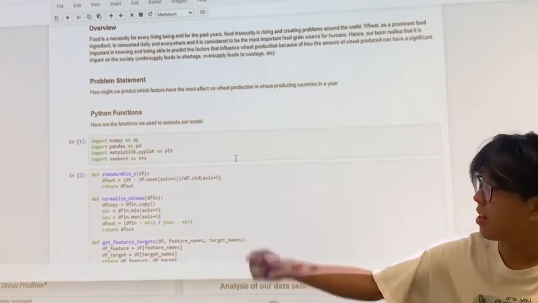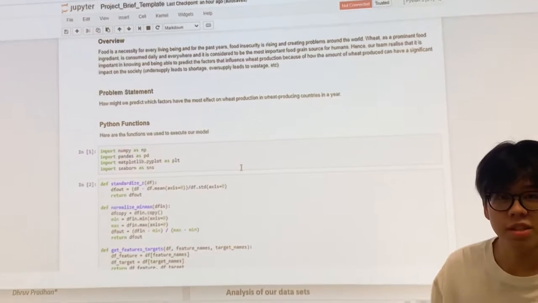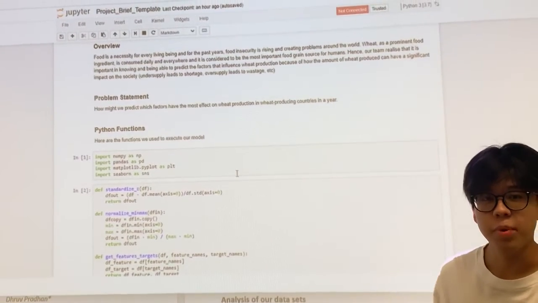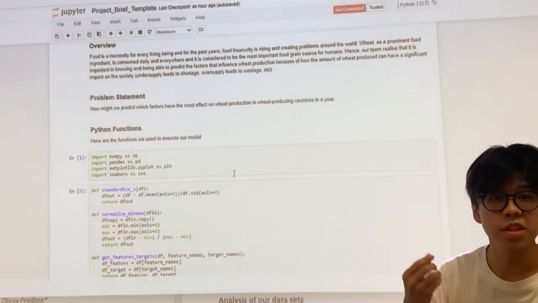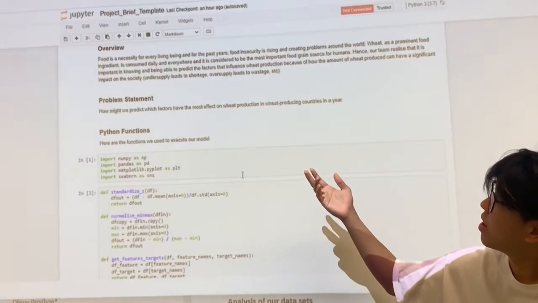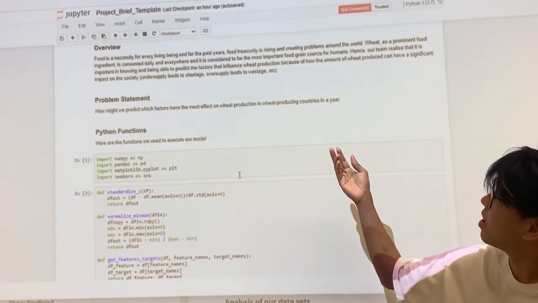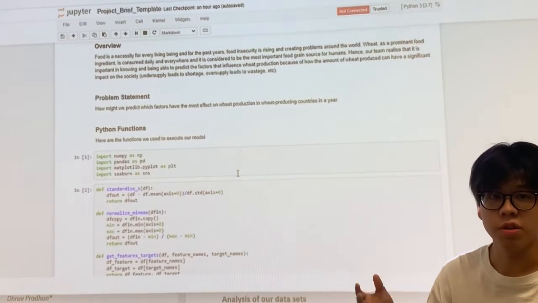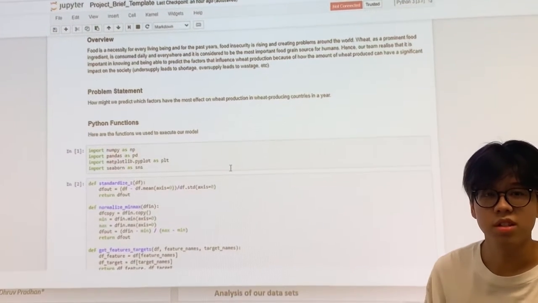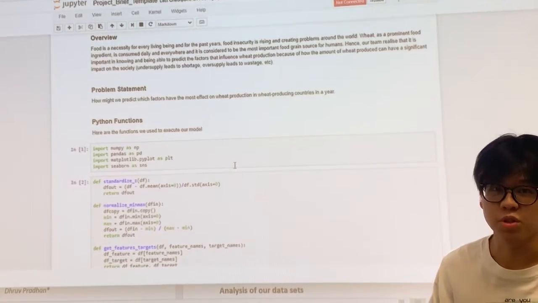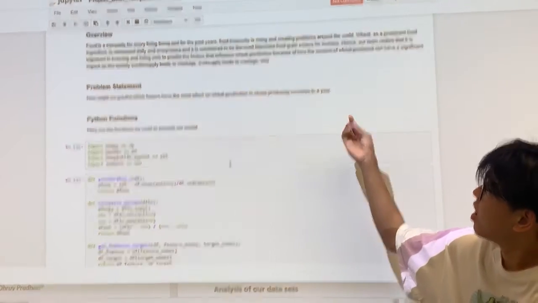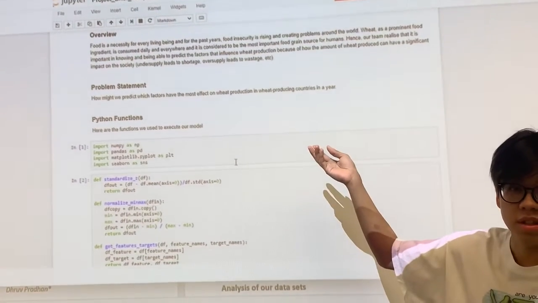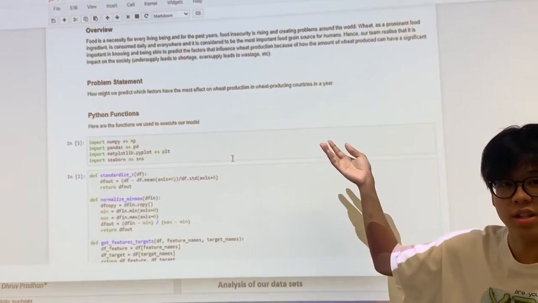The project overview is that we realize that food is a necessity for everybody and that food security is important. So we realize that wheat is the most grown crop all over the world, and it's the most important form of food that people consume. So food security for wheat specifically is very important.